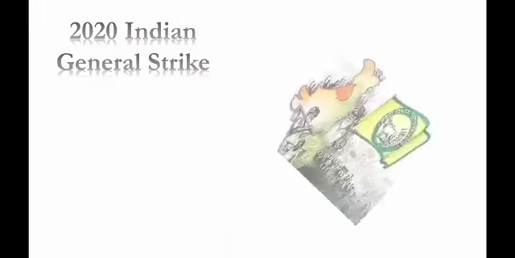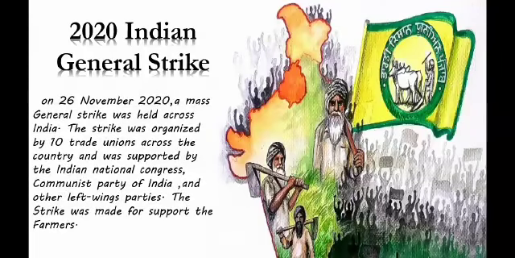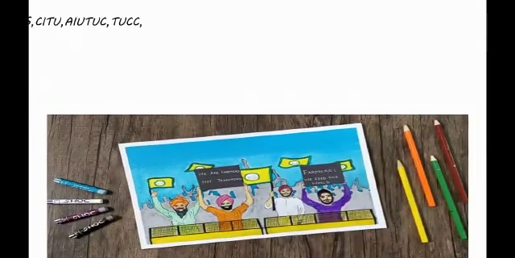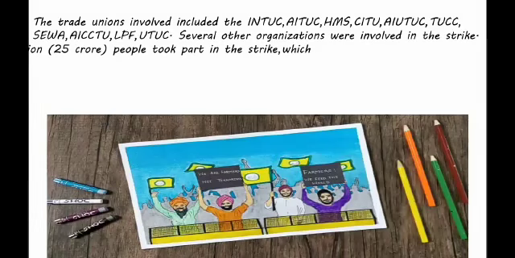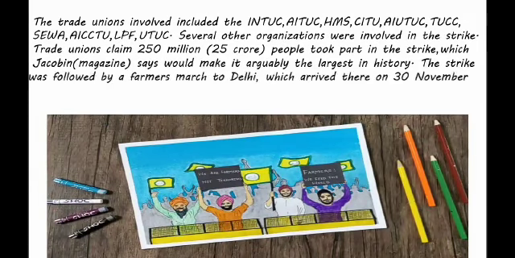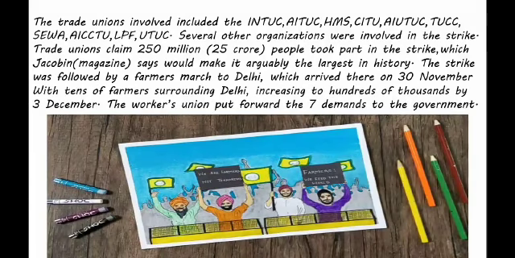Next we see some interesting and massive examples of industrial dispute. The 2020 Indian General Strike. On 26 November 2020, a mass general strike was called by 10 trade unions to support the farmers. Left-wing parties, the Communist Party, and the Indian National Congress were also involved in the general strike. Nearly 250 million, that means 25 crore people, took part in the general strike. It is one of the massive and historical examples of industrial strike or industrial dispute.